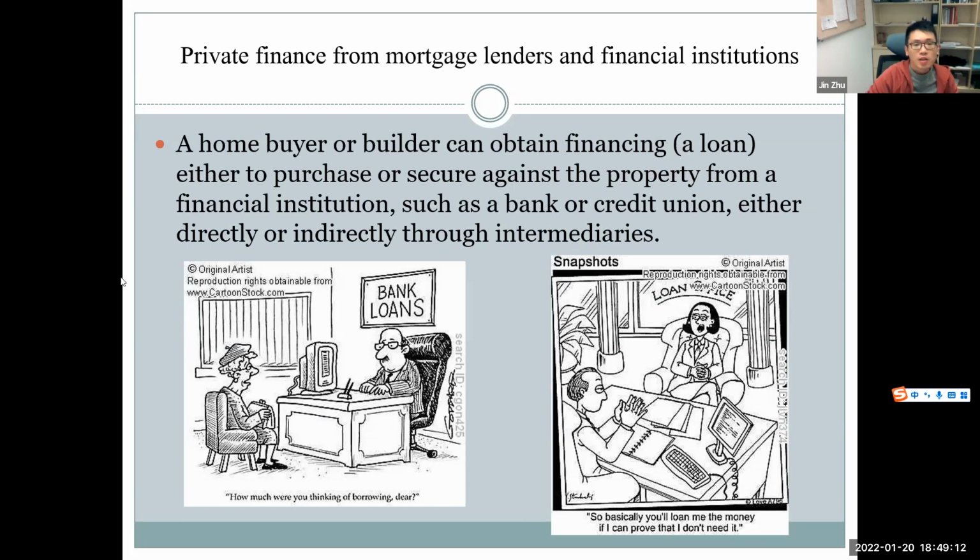And private finance, where are they from? Mostly from mortgage lenders and financial institutions. So a home buyer or builder can actually obtain financing, either to purchase or secure against the property, from a financial institution, such as a bank or credit union, either directly or indirectly. Of course, they can directly get some money from some people, or they get it indirectly from intermediaries.